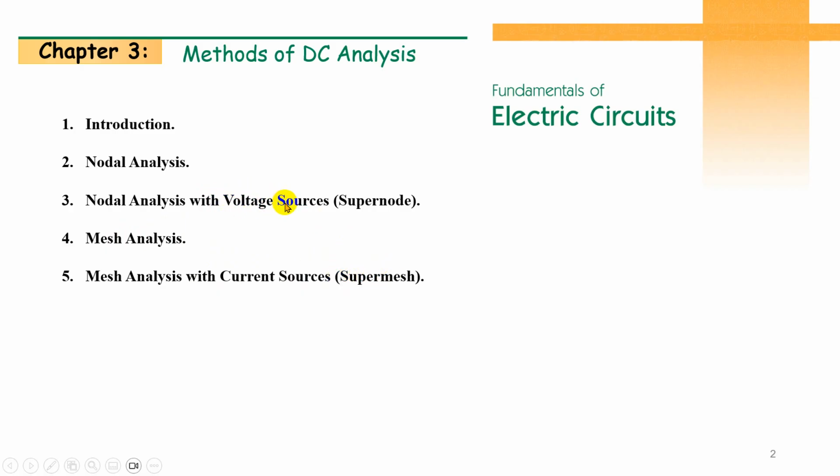If node analysis has a voltage source, it is called a supernode. So generally in node analysis, which sources do we have? Current sources. In mesh analysis, which sources do we have? Voltage sources. Here also supermesh, I'll delete. So only two topics we are studying now, node analysis and mesh analysis.